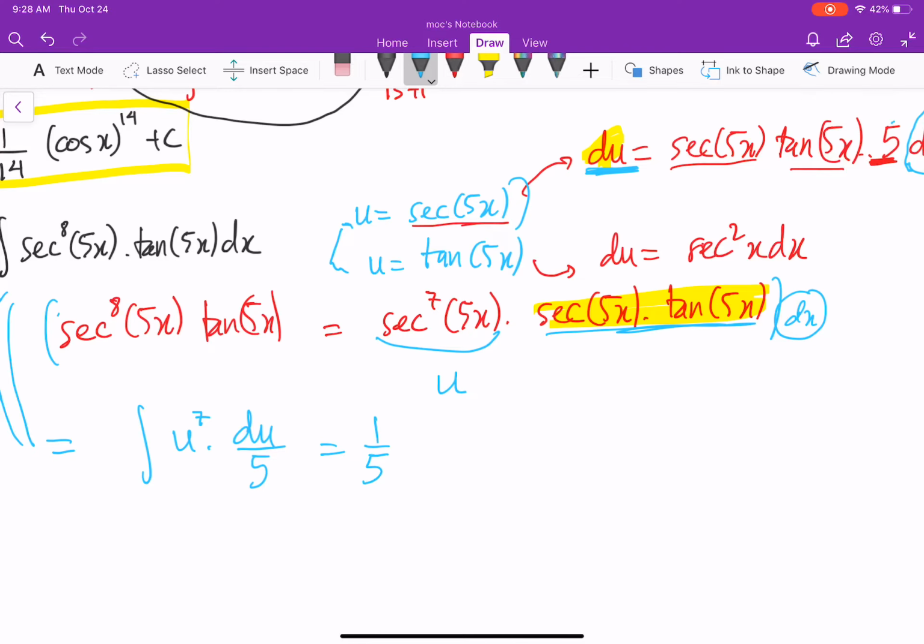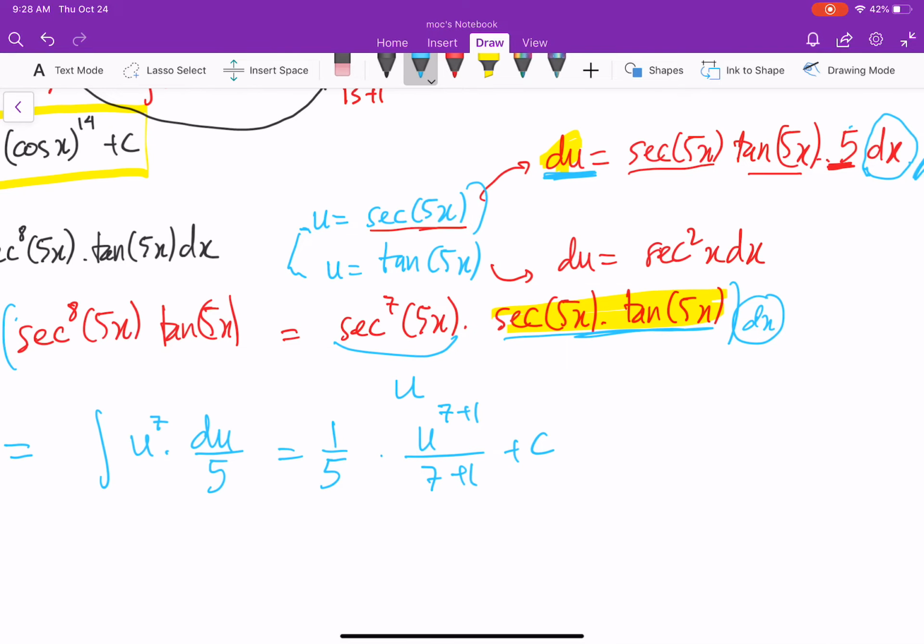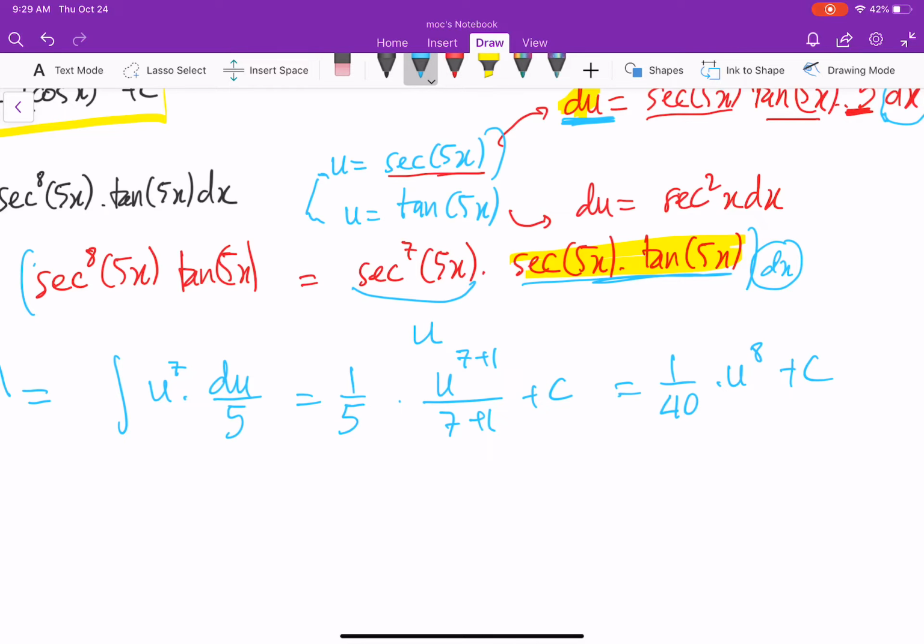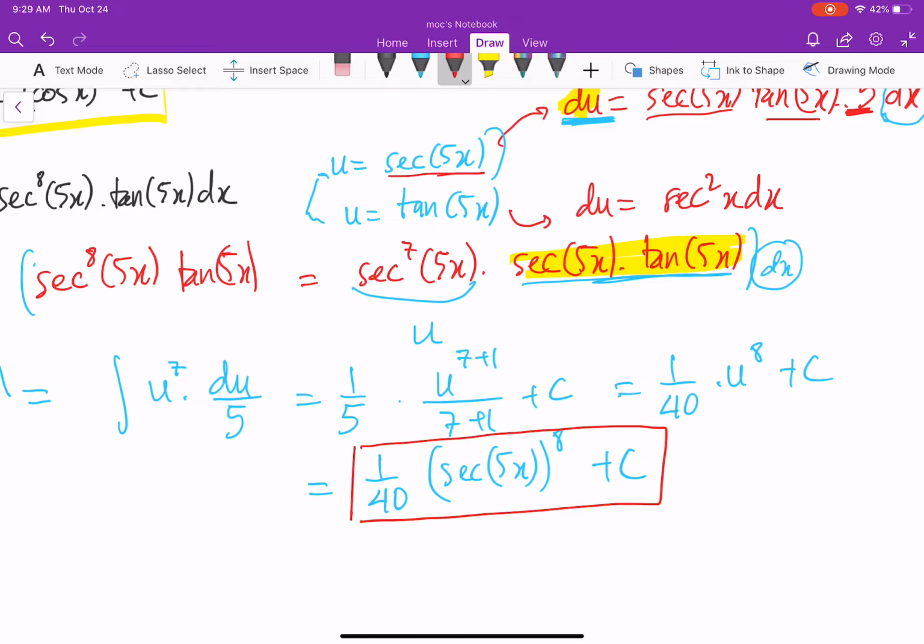So that's 1/5, and I use the power rule for this. I have u to the 7 plus 1 over 7 plus 1 plus c. So that is 1/5 with 1/8, so 1 over 40 u to the 8 plus c. And then I have to plug the substitution into this formula, I get 1/40 secant 5x to the 8 plus c. The solution is pretty easy.